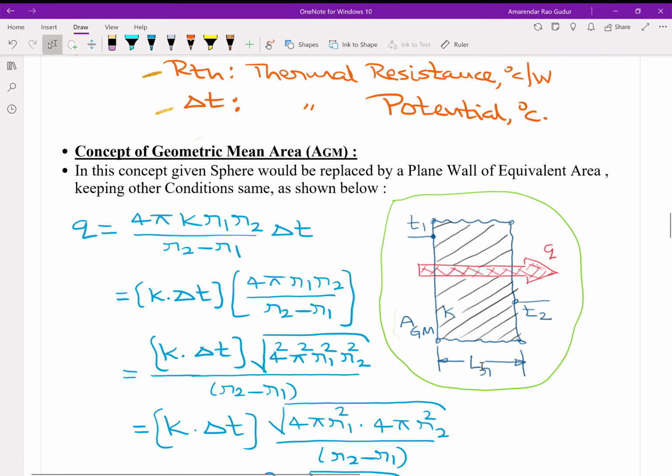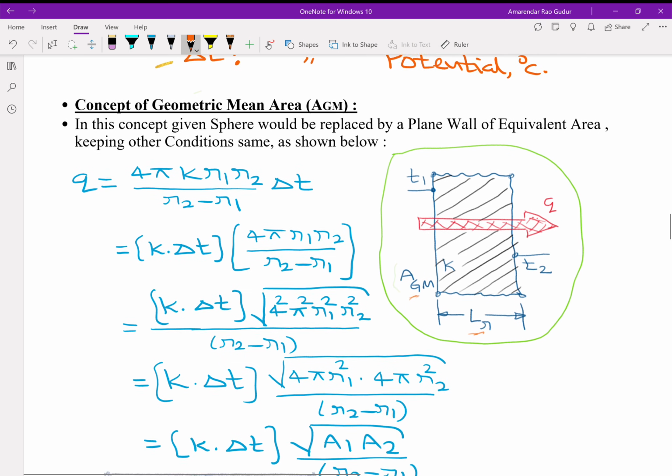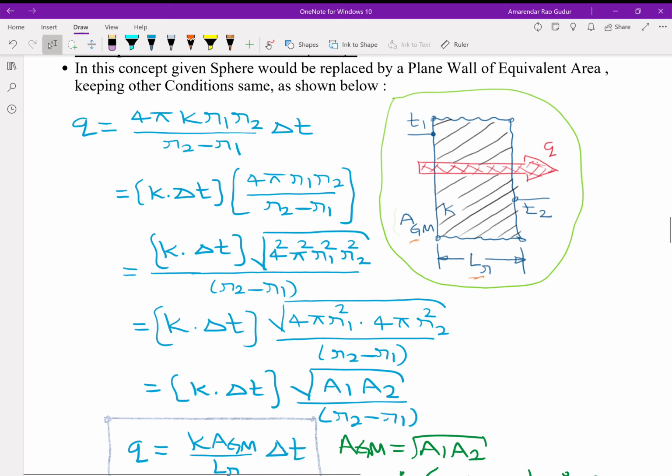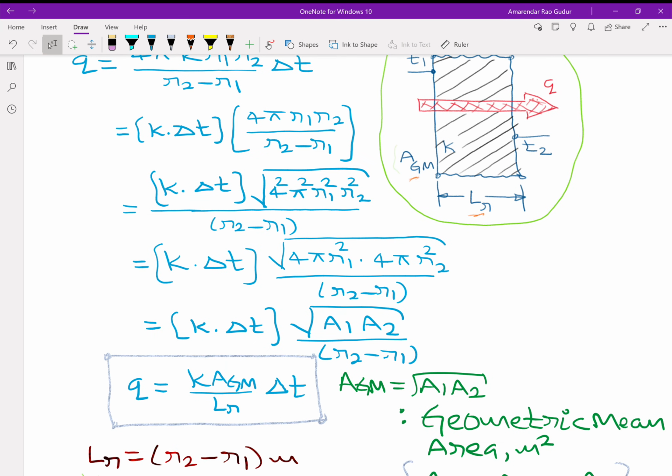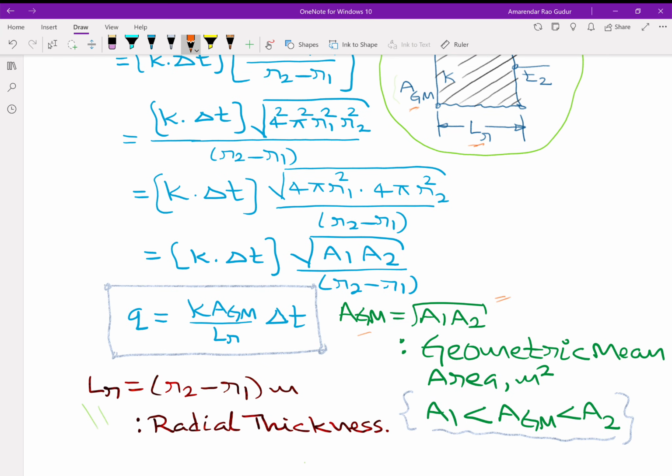And this sphere equation is slightly complex, and to make it simple, we introduce the concept of geometric mean area, AGM, wherein the given sphere will be replaced by an analog plane wall of area AGM, thickness LR, and temperatures are same, k is same and Q is same. And by a very simple mathematical manipulation, we can show that AGM is simply square root of A1 A2 and LR is simply the sphere thickness R2 minus R1.